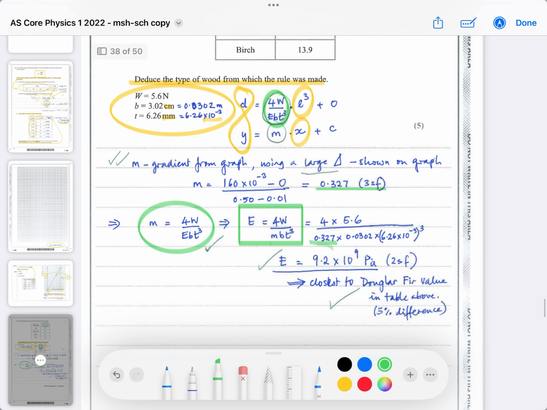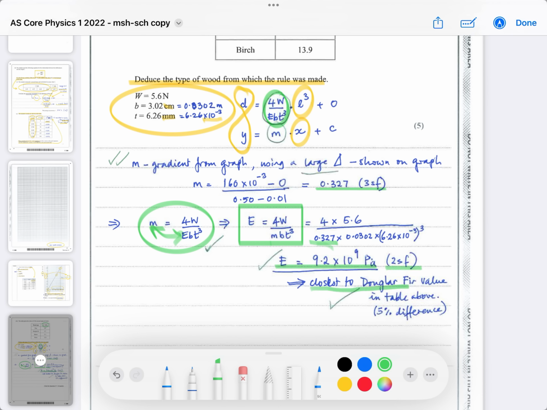So the gradient goes down there, because you swap the E with the gradient. Yeah, can you see? They swap them round. So E goes to the left-hand side. Put the numbers in carefully. You'll get a value of 9.2 gigapascals, 10 to the 9, to 2 significant figures.